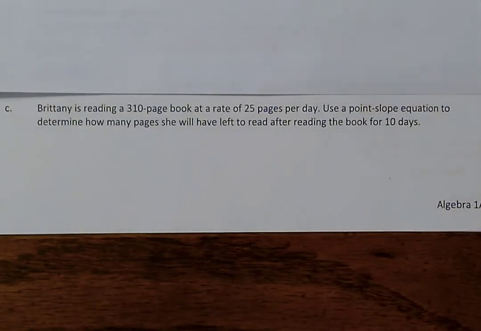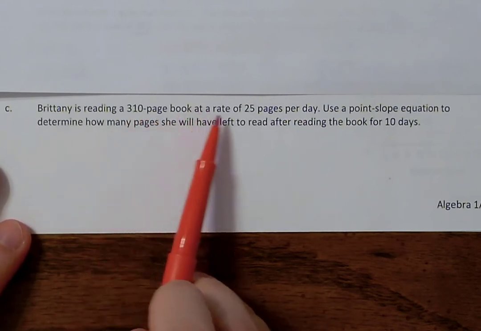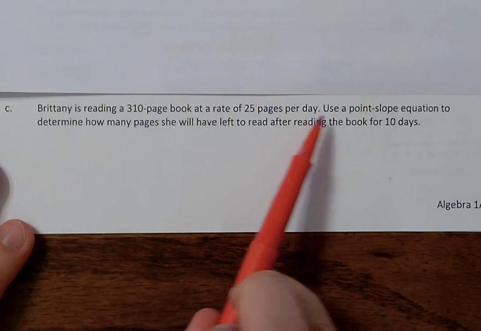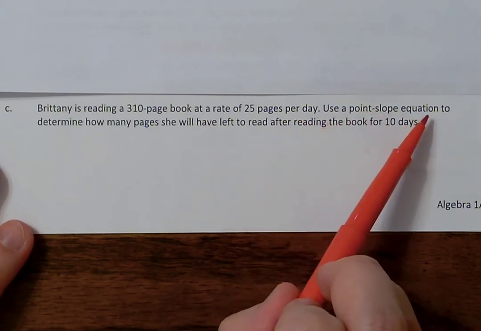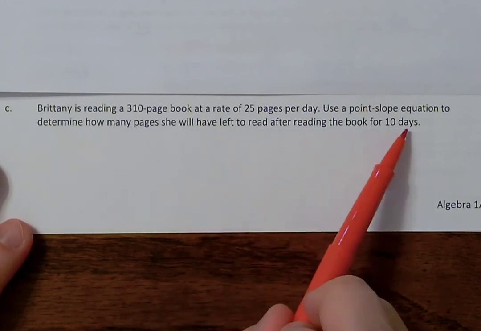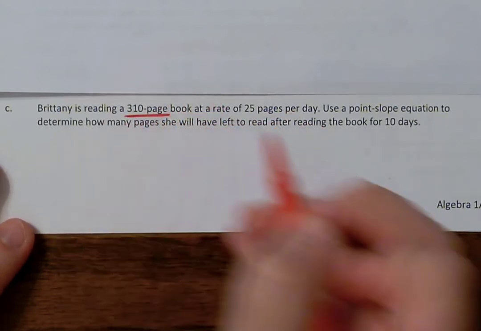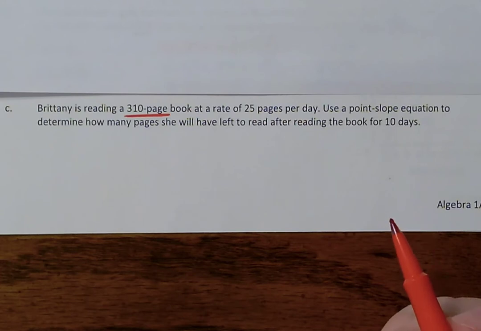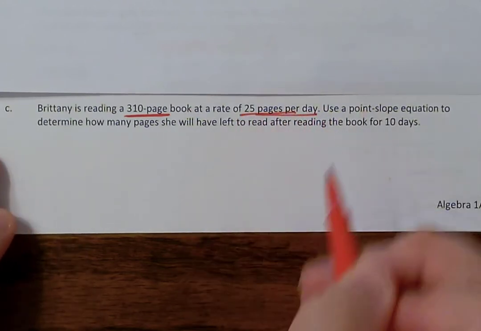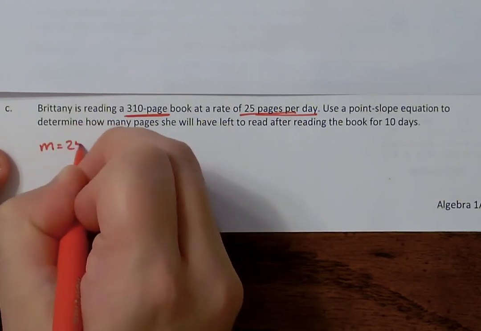Okay, and then the last one for example 2 is going to be C, where we have Brittany reading a 310-page book at a rate of 25 pages per day. We're going to use point slope form to determine how many pages she will have left after reading the book for 10 days. Now, we have a 310-page book that she's reading at a rate of 25 pages per day. So 25 pages per day, that means my m is going to be 25.